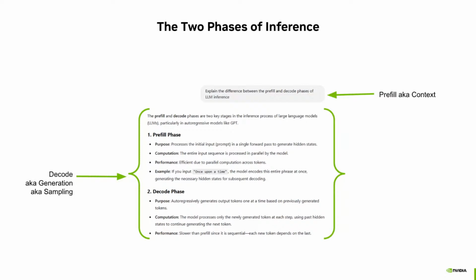The prefill phase is the information that you feed into the large language model. You might ask it a question, or you might be doing RAG and include some context that you've retrieved. That's all the stuff that you, as the user, are putting into the large language model. And then the decode phase, the generation phase, is what the large language model is spitting back out to you.